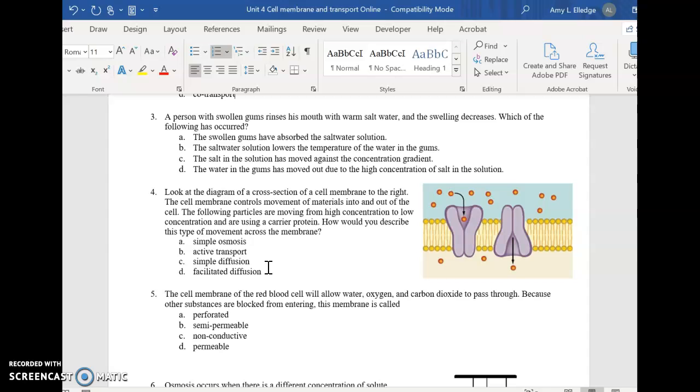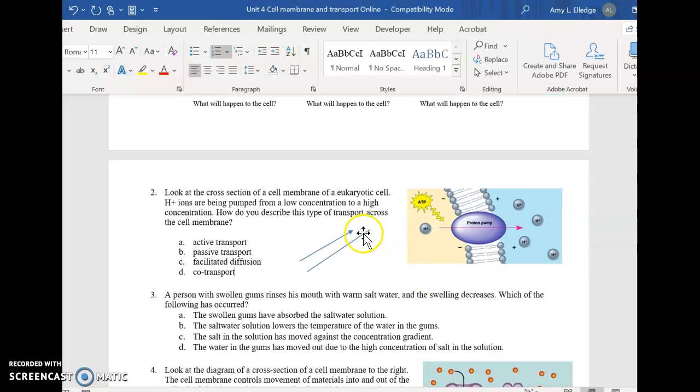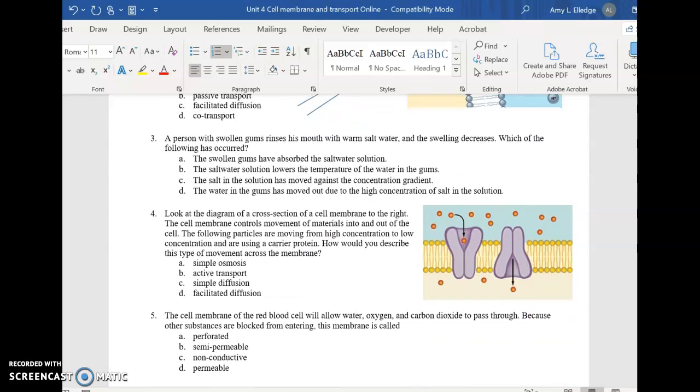All right, number 4, look at the diagram, cross-section of the cell membrane to the right. The cell membrane controls movements of materials into and out of the cell. The following particles are moving from high to low. So now we're going down, right? Before we were going up, and now we're going to go down. So that's not going to take any energy to do that, right? So these are moving from high concentration to low, but what are they going through? They're going through a carrier protein.